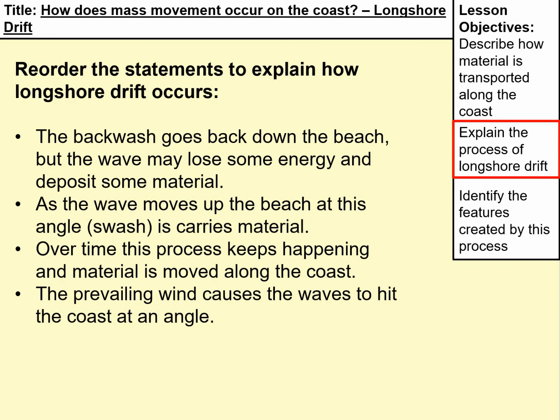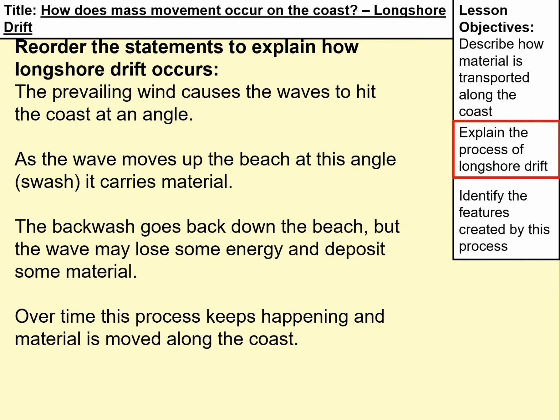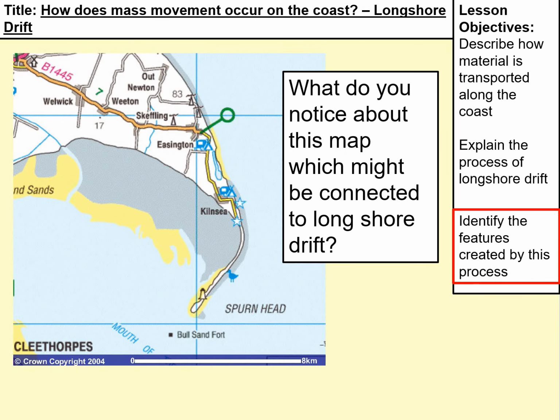So have a go at this one. You can pause me here. These statements explain how longshore drift occurs, but they're jumbled up, so I'd like you to think about what order they should actually go into. So here is the correct order. So the prevailing winds cause the waves to hit the coast at an angle, they move up the beach, swash, and then backwash pulls them back down at a right angle, and then this keeps occurring and moves the material along the coastline.